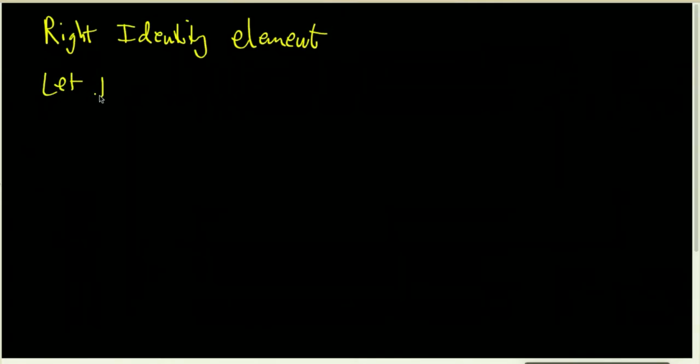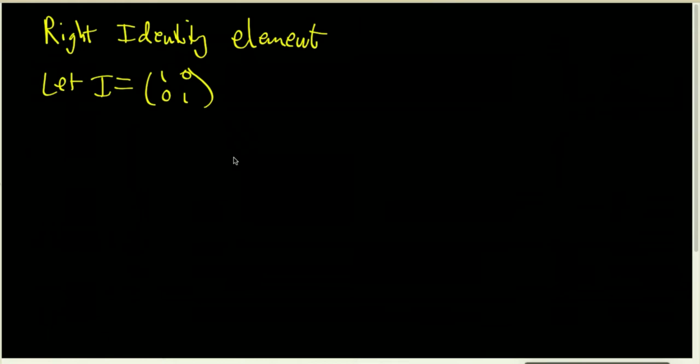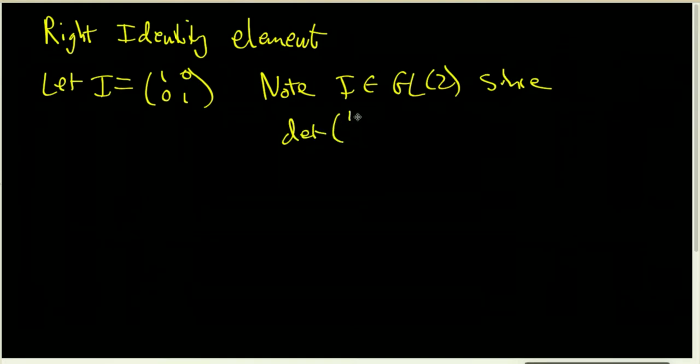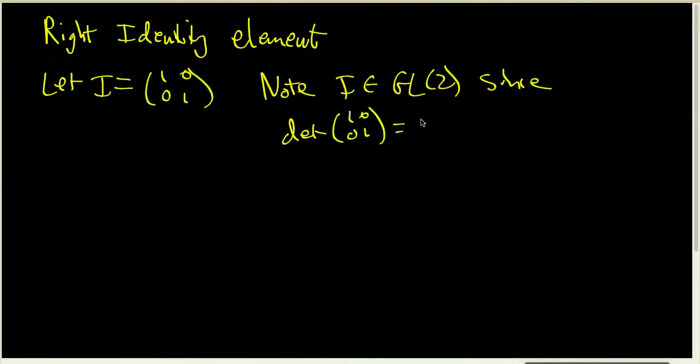I am going to let I be the matrix 1, 0, 0, 1. And you may remember from linear algebra that this is a multiplicative identity, but we are going to prove what we need to in this video. The first thing that I want to do is make a note that I does belong to GL2 since the determinant of this matrix is 1 minus 0, which is 1, which is not 0.